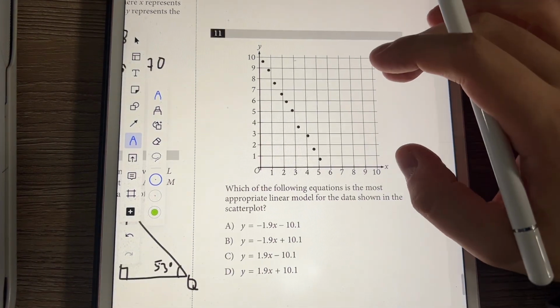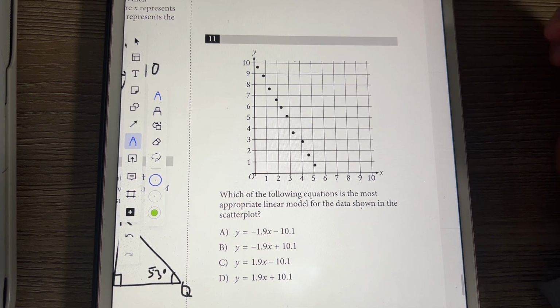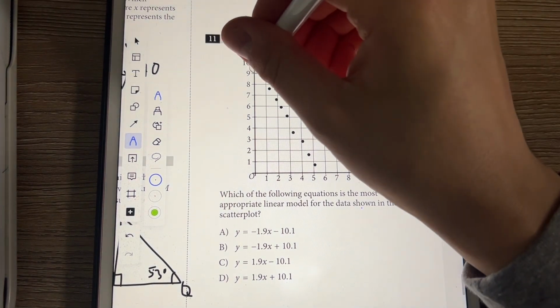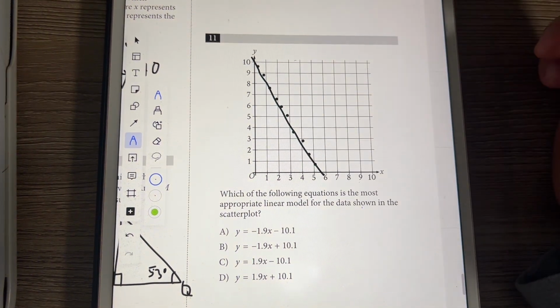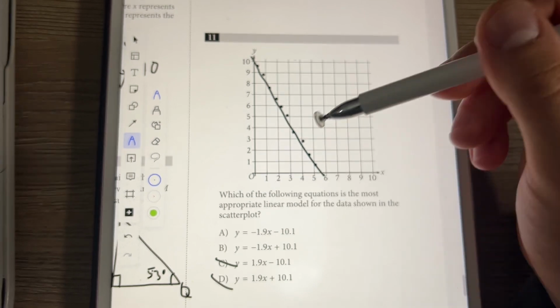Let's go to question number 11. Which of the following is the most appropriate linear model for the data shown in the scatter plot? I don't want to calculate the slope here. I'm feeling lazy and I don't have a lot of time. I know that this slope is negative, right? If I drew a line of best fit, it would look something like this. I can see that the slope is negative, so I don't want C or D as my answer choice.